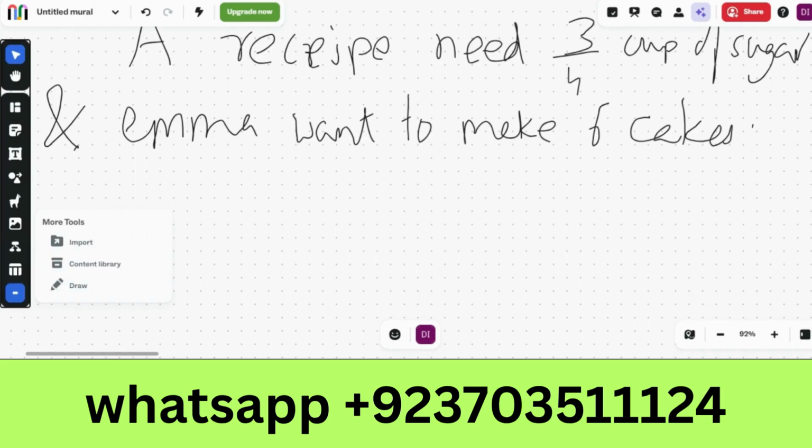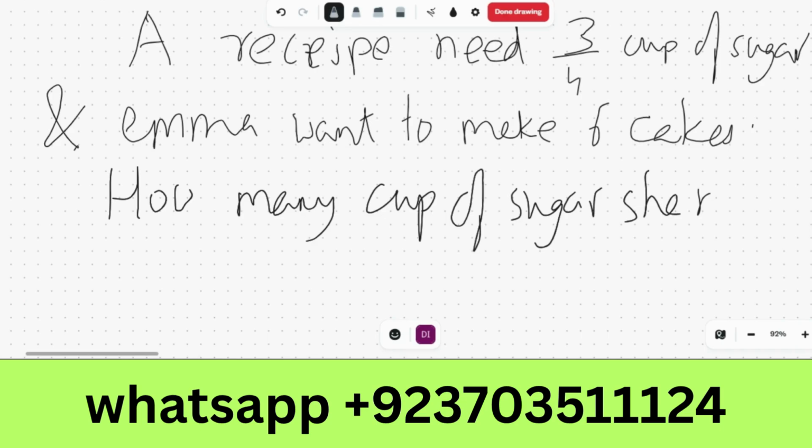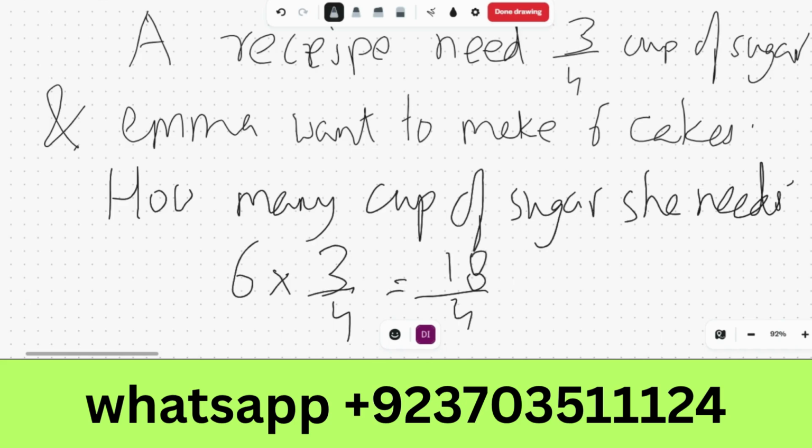So how are we going to do it? She wants to make 6 cakes, and for each cake she needs 3 by 4 cup of sugar. So 6 times 3 is 18. 18 divided by 4, and we will simplify it by dividing by 2. So that would be 9 by 2, and we can write it like this as a mixed value. That's all about this.